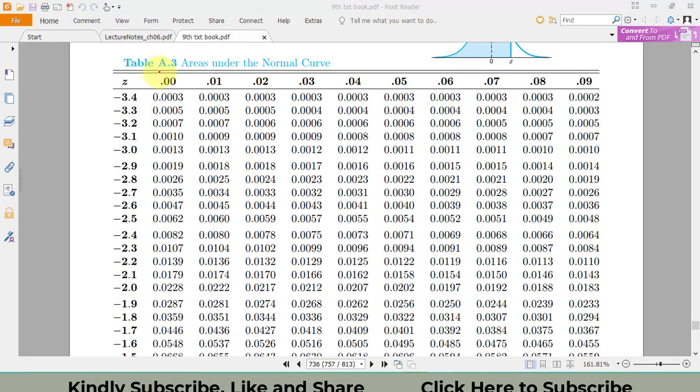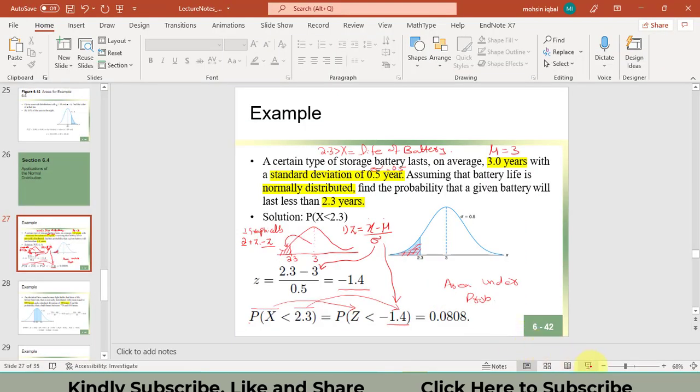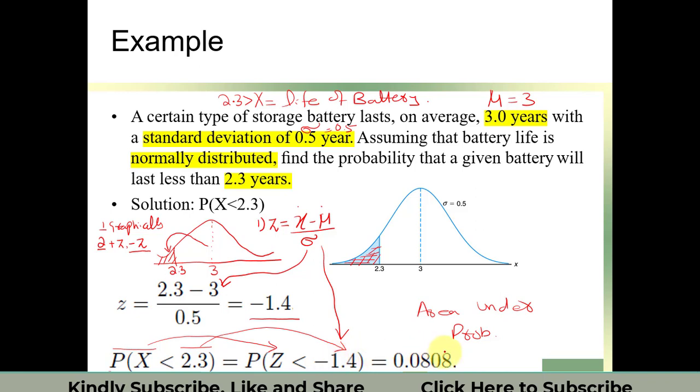I have opened this table A.3, areas under the normal curve. My calculated z value was minus 1.4. I came downward in the column until I found minus 1.4, and associated with it the first column value 0.00. So the probability associated with minus 1.4 is 0.0808. Let me go to the presentation again. You can check here that the probability associated with a battery whose life is less than 2.3 is 0.08.